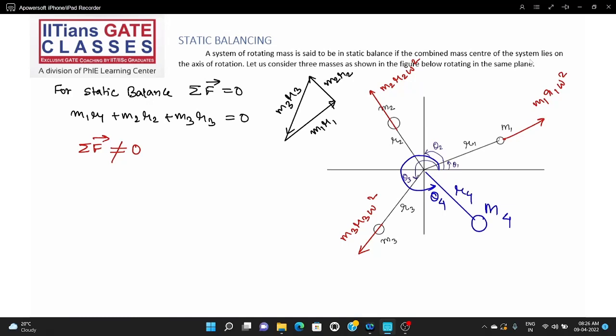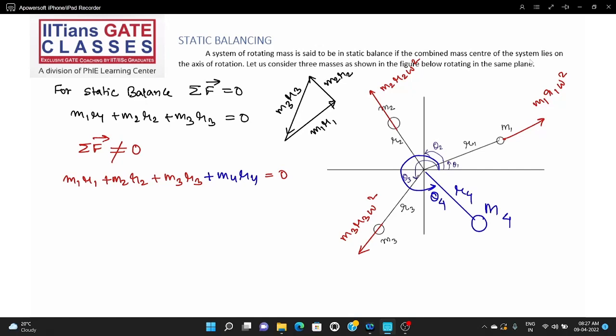So what can we write? We can write the equation as M1 R1 plus M2 R2, again this is a vector sum, plus M3 R3 plus M4 R4 equal to 0. Right? Because after addition of the fourth mass, the system of masses should now be in static balance. There will be two equations from here: one is the cos theta equation, and the other one is the sin theta equation.